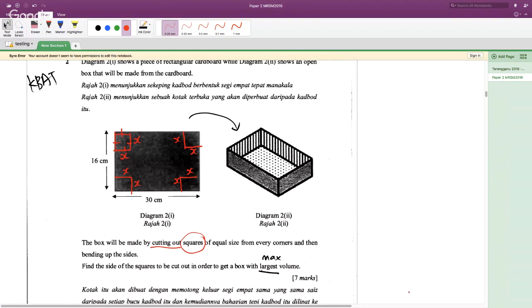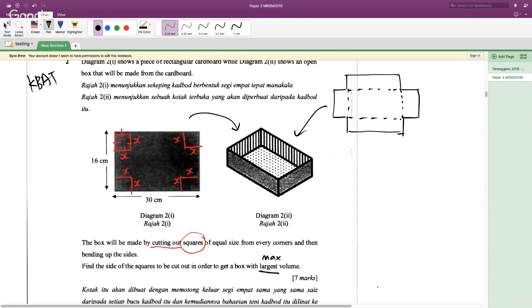All right, so after you cut out, you will have something that looks like this. I hope I drew it correctly. And then you're going to flip it and it becomes a box. You imagine you're flipping like this, and then basically you will get this box. Okay, this is the idea. Now what I want to do is find the volume.